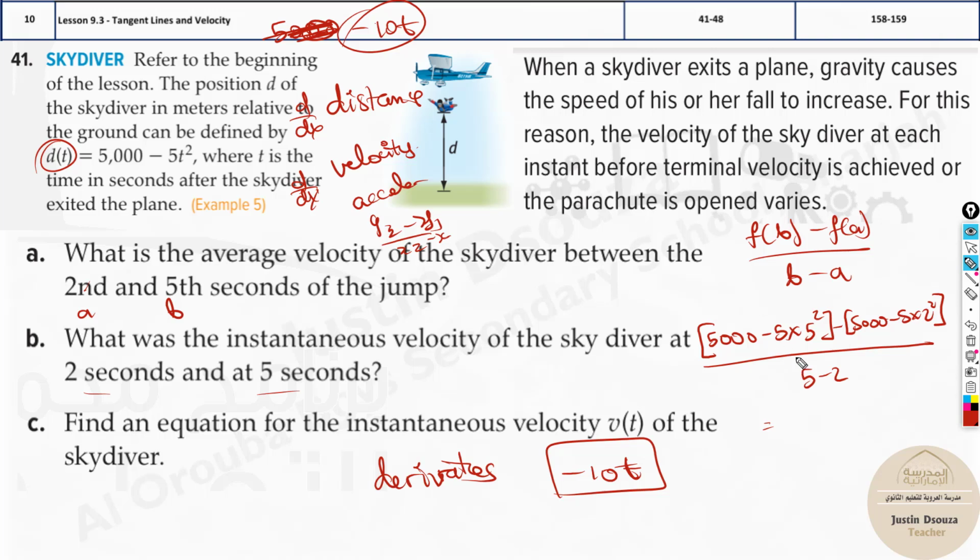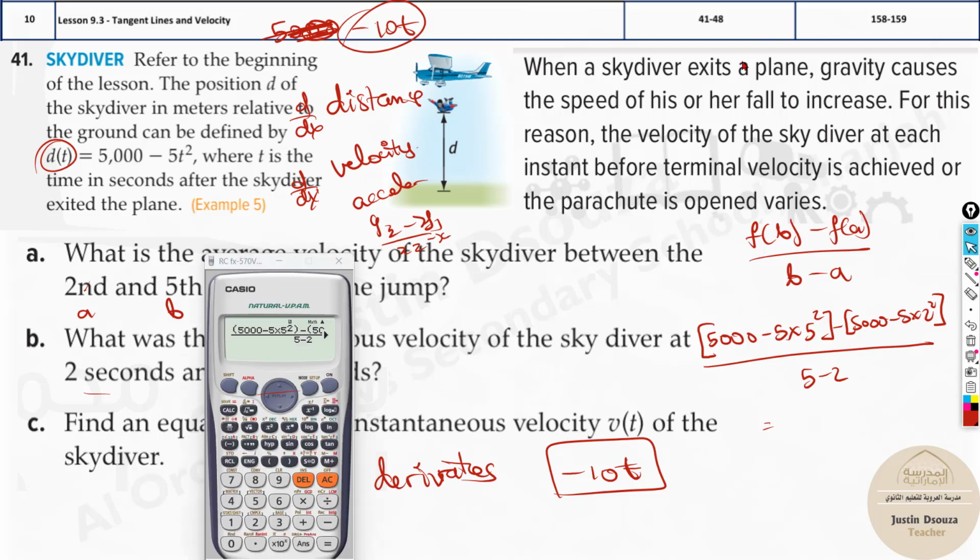Now let's do it in the calculator for the first and second. I've just typed this as it is. It's 5000 times 5 minus 5 times 5 squared, and over here it's 5 times 2 squared divided by 5 minus 2. The answer is negative 35. And that's the answer. It's in meters. The unit of velocity is meters per second. Now, if it was given in feet, you can write feet per second and so on.